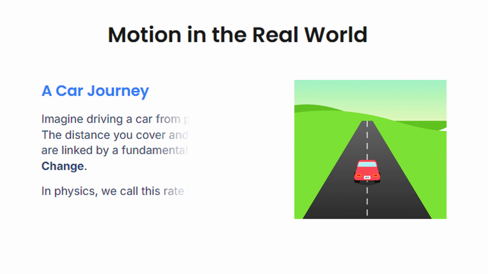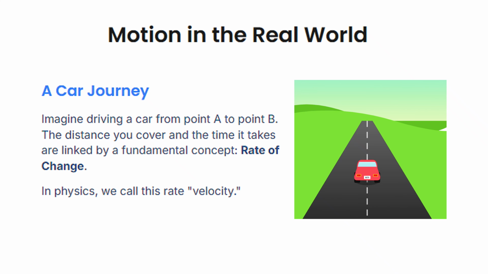Let's begin with something everyone understands: a moving car. As time passes, the distance traveled changes. This relationship between distance and time tells a story about motion. What we're really interested in is how quickly that distance is changing. That idea is called the rate of change, and in this situation, it's the car's velocity.